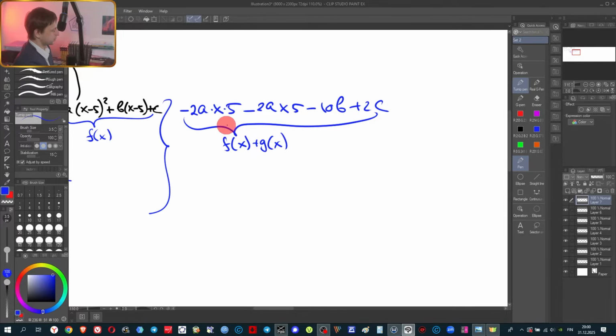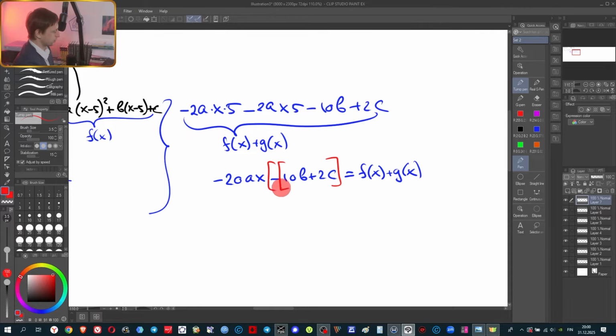Let's add these two. It will be minus 10ax minus 10ax, so it will be minus 20ax minus 10b plus 2c. It is the sum of f of x plus g of x. Let's look at this one. What is this function? Obviously here you can see that this is simply a number. It is a constant. It depends on b and c, but it's still a concrete number.